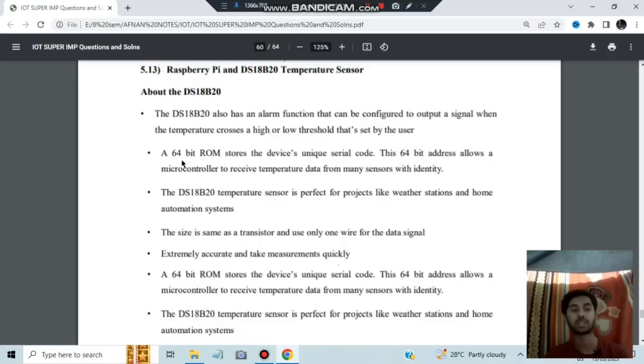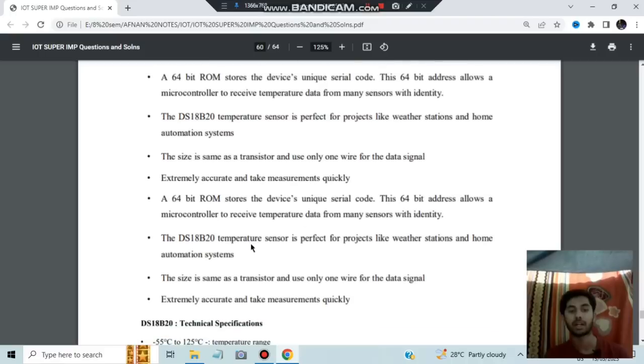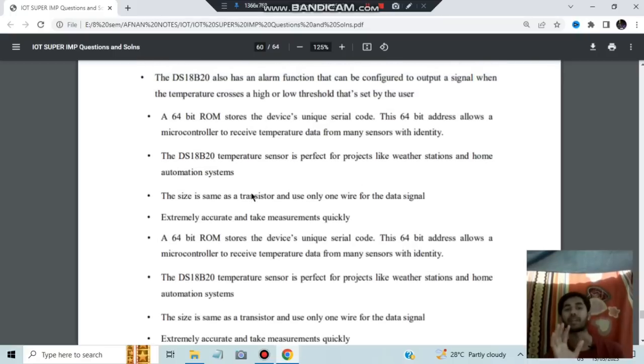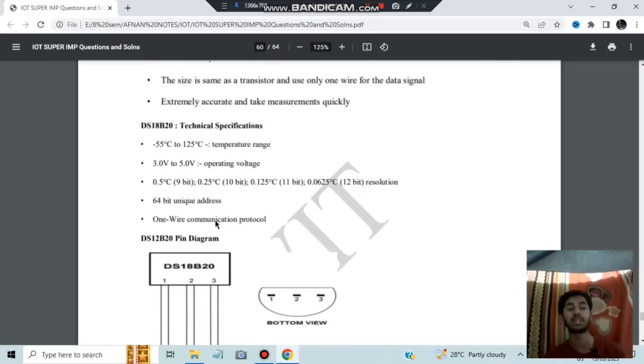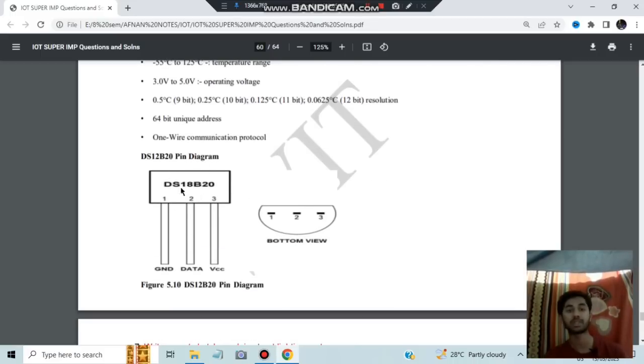Okay, it uses the 64-bit ROM, and it is the same size as a transistor. See what I told you, all these are facts. There's no need of explanation. If you just go through it once, you'll get to know. Technical specifications are given here. The pin diagram is also given here. You can go through it.